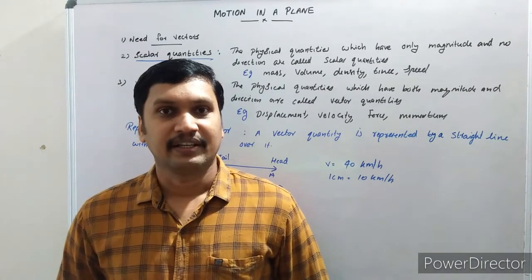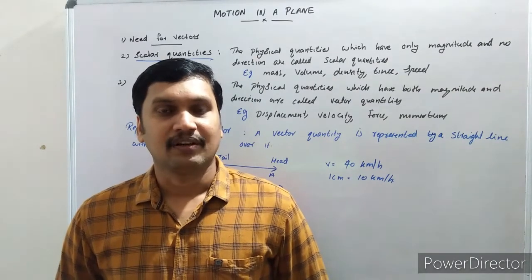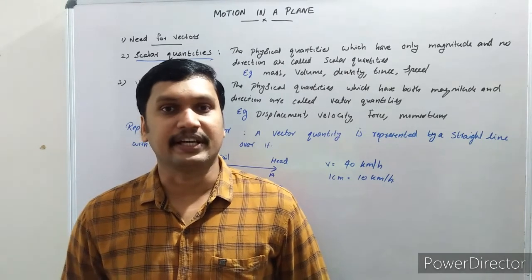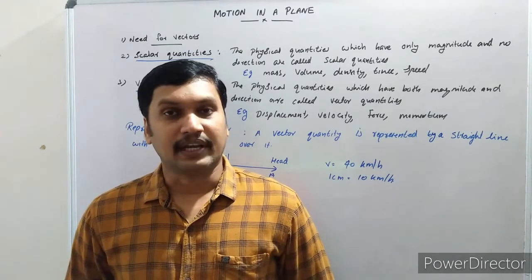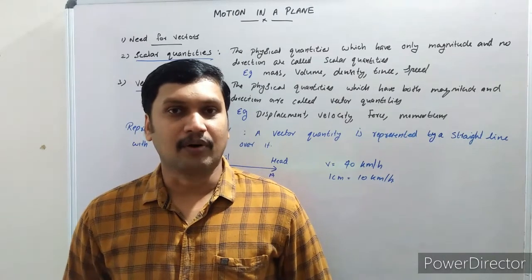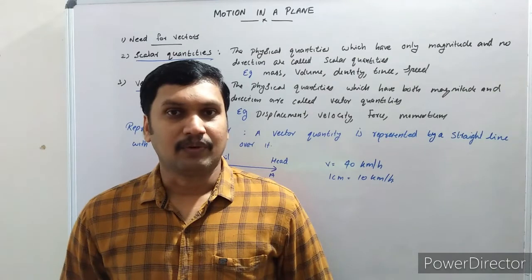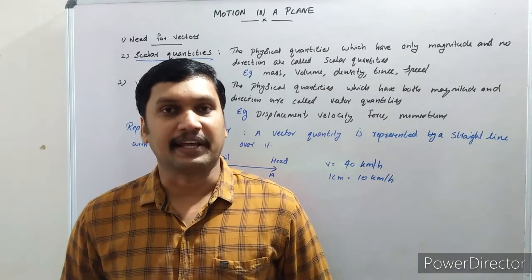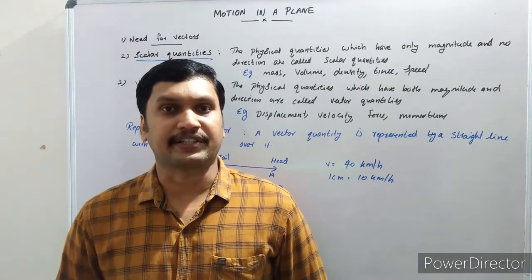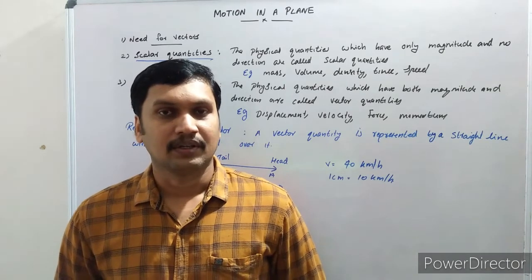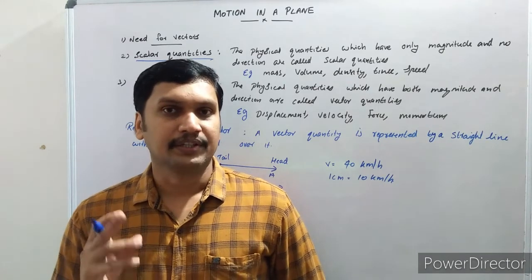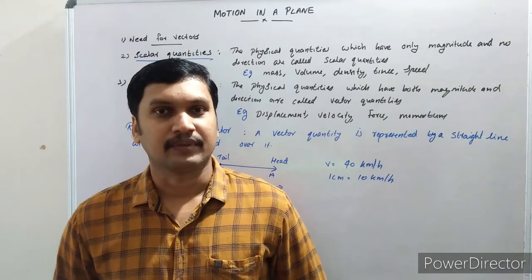Today we are starting a new chapter, that is motion in a plane. Chapter number 4 from the NCERT textbook. In the last chapter, that is motion in a straight line, we know that the object is moving along a straight line. So only two directions are possible for that moving object.